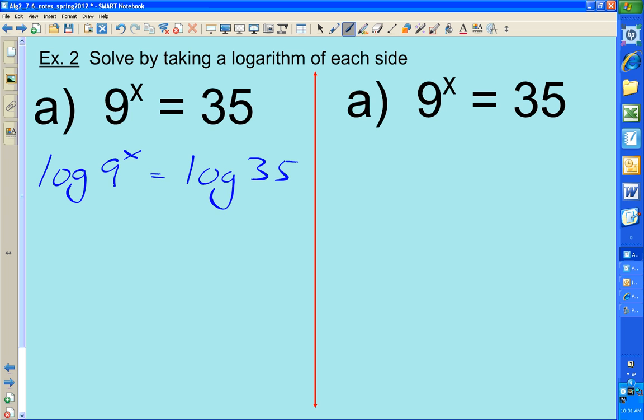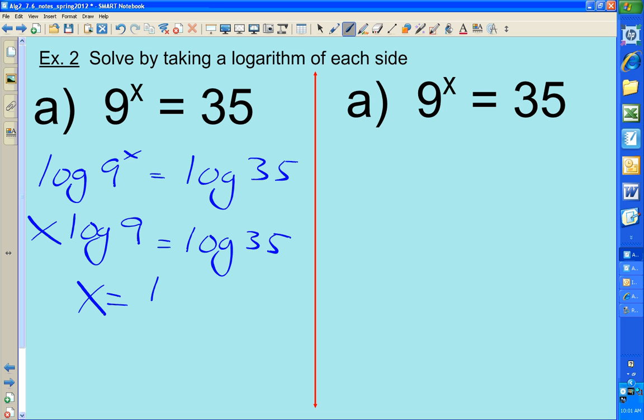Yeah, we want to drop this x down in front using the power property to get the variable out of the exponent position. And now how do I solve for x? Divide by the common log of 9. Common log of 35 over the common log of 9.